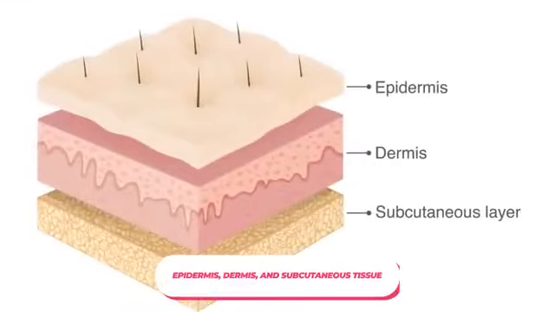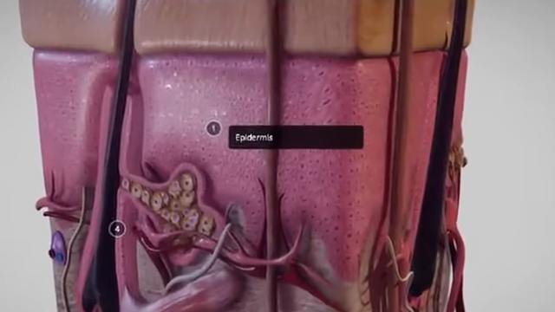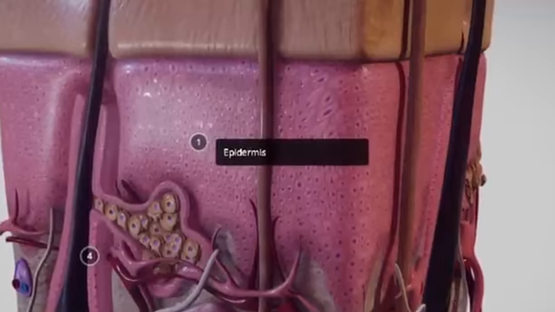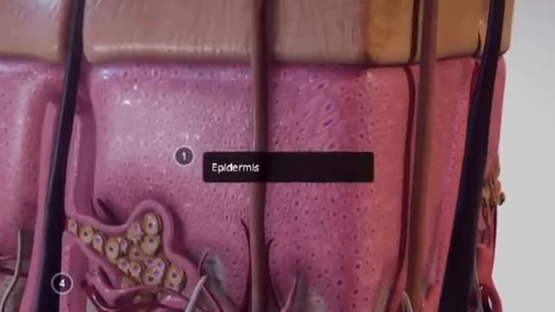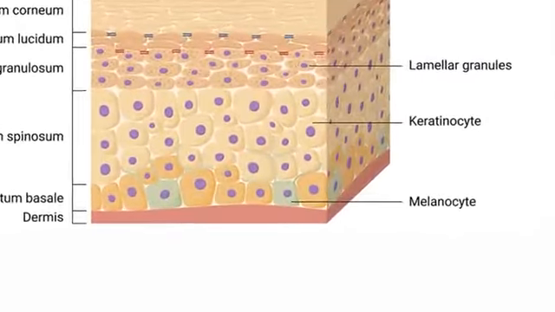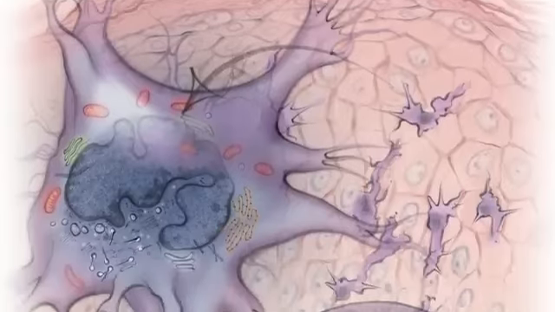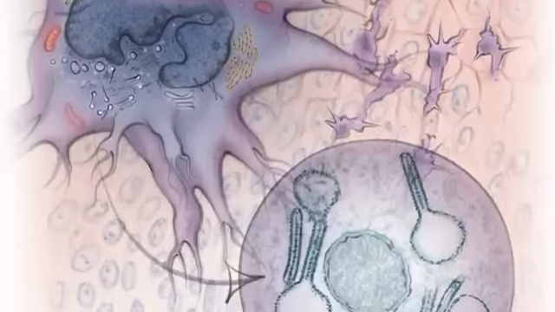and subcutaneous tissue. The epidermis is the outermost layer and is composed of dead skin cells that provide a barrier against the outside environment. The epidermis also contains various specialized cells, such as melanocytes, which produce the pigment melanin, and Langerhans cells, which play a role in the immune response.